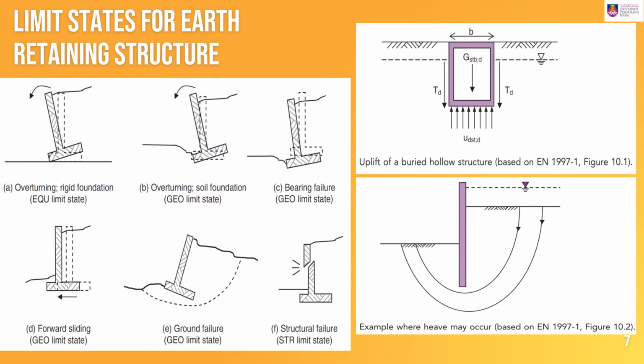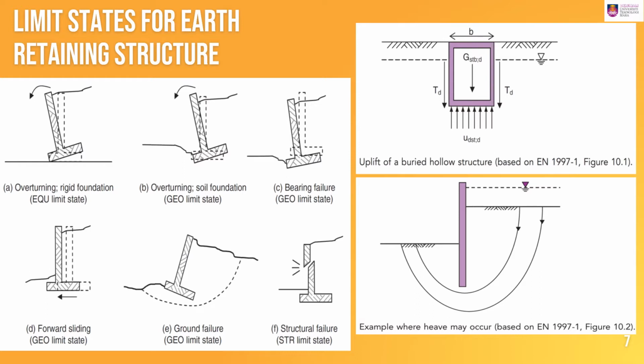And then you have to consider also bearing failure, bearing failure of the soil beneath the structure. The overturning moment from the earth thrust causes high bearing pressure at the toe of the wall. These values must be kept within safe limits, usually not more than 1/3 of the supporting soil's ultimate bearing capacity.